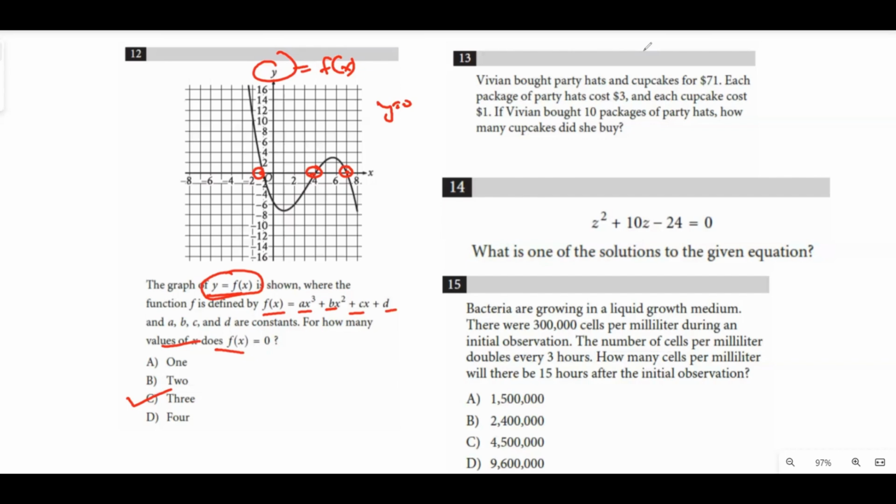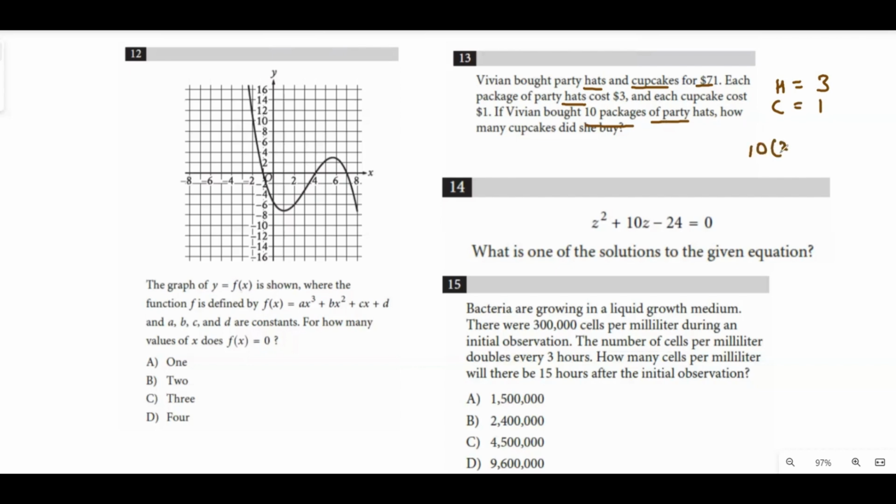Now, coming upon to question number 13. Question number 13 states that there are two things, hats and cupcakes, and they cost $71. Each package of party hats costs $3 and each cupcake $1. That means for hats, I'm making this as 3 and cupcake as $1. Now, they have bought 10 packages of party hats. That means 10 times 3, which is 30.